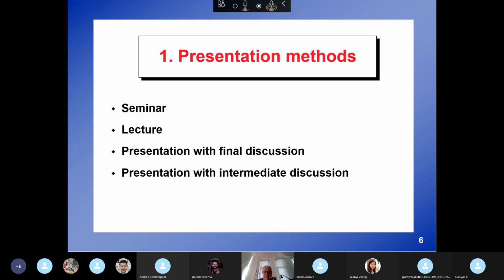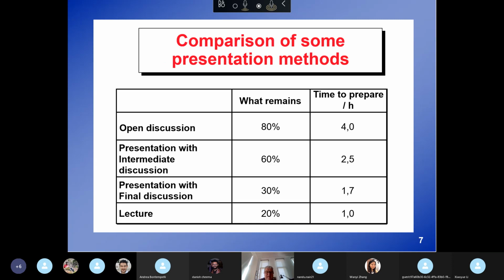One aspect that I didn't do today is that, at least when you have this kind of presentation modality, you see the face of the speaker or some of the listeners, but I don't have this in this modality. Anyhow, these are the presentation methods.